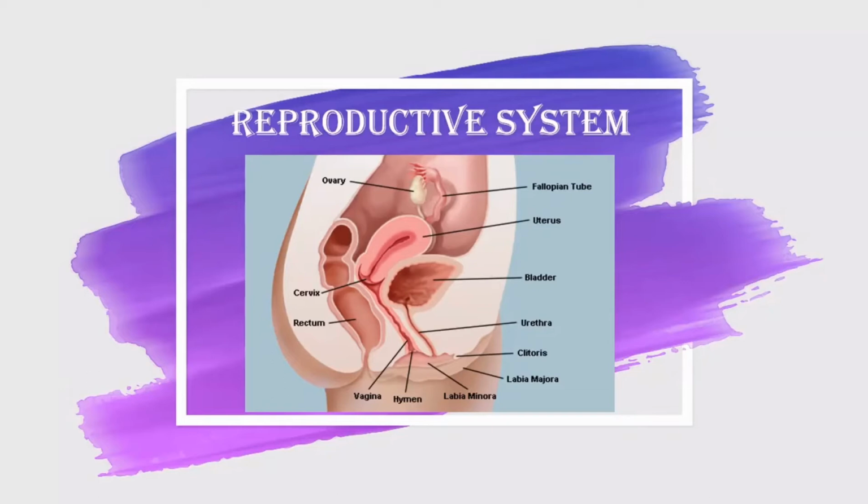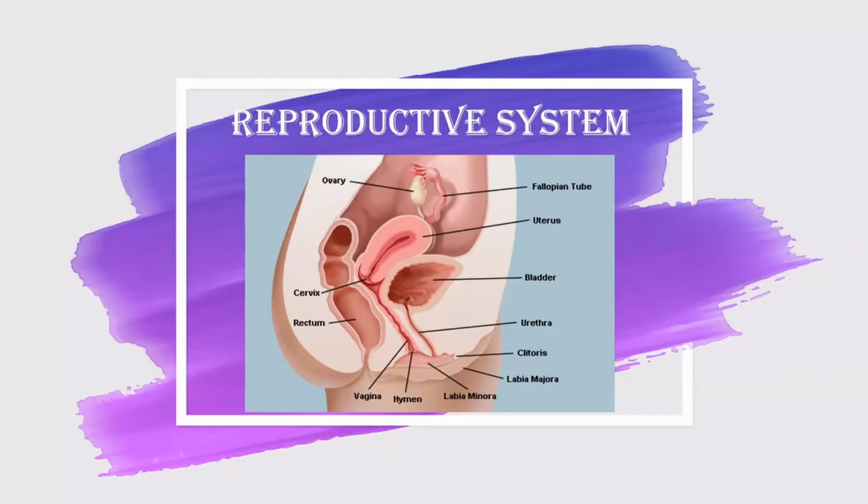The next one is bladder. Bladder's main function is to store urine, and the second one is rectum. Rectum's main function is to act as a temporary site for feces, which we all know as poop. The third one is urethra. Its main function is to allow urine to pass to the outside of the body. And the last one is clitoris. It has no function in reproduction, but it is the main source of pleasure for women during intercourse.